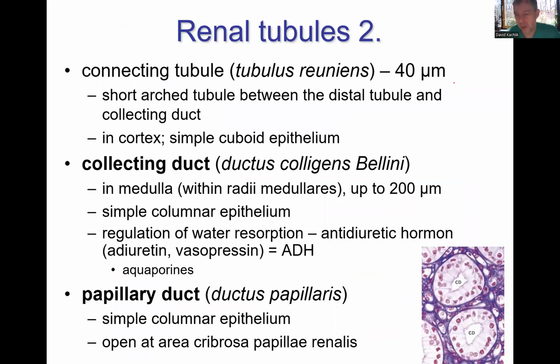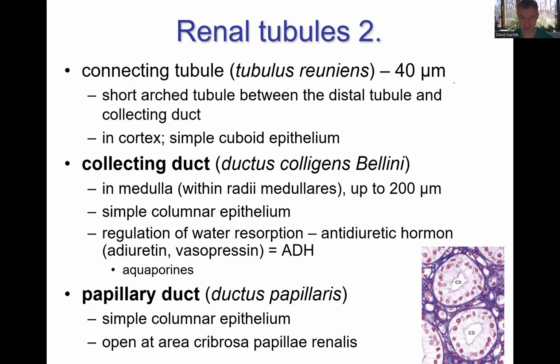And we can continue further in the kidney and get out from the nephron into the excretory system. So the distal tubule continues as a very short connecting tubule, or in Latin tubulus arcuatus, which is an arched tubule which leaves the cortex and enters the medulla into the collecting ducts. It contains simple cuboid epithelium. It's nothing special about that, and I think we even can skip this very short connecting tubule.